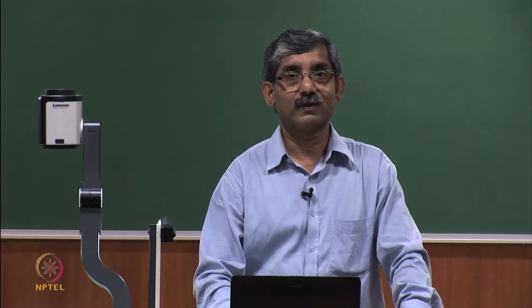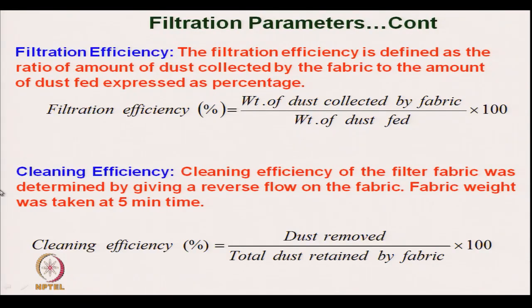filtration efficiency. And cleaning efficiency actually shows the ability of the filter fabric to be cleaned. So, the cleaning efficiency of the filter fabric was determined by giving a reverse flow on the fabric. Fabric weight was taken after 5 minutes. So, it is the dust removed divided by the total dust retained by the fabric, expressed as a percentage.